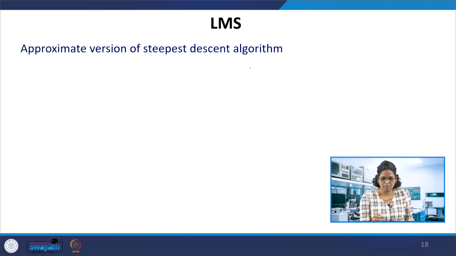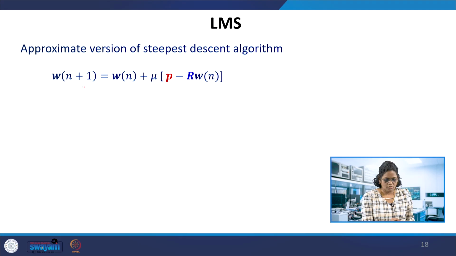Now the least mean square algorithm, in which this steepest descent can be used. That is the steepest descent algorithm. We have this update vector, in which the approximate version of that steepest descent is the least mean square algorithm. So let's take this W of n plus 1, W of n plus mu times (p minus R W of n). This is the update equation for the steepest descent.